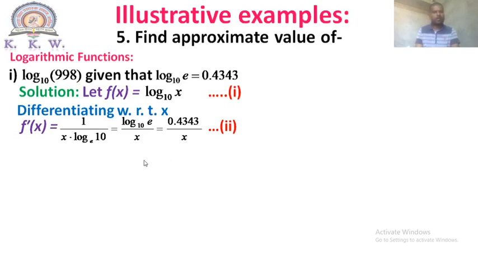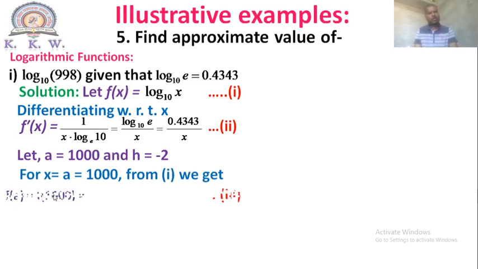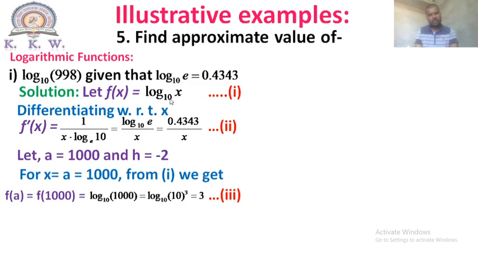Now we are going to find the values of a and h. The value of a is very close to 998. Therefore, a is 1000. h is 998 minus 1000, which is equal to minus 2. Now at x equal to a equal to 1000, f of x and f dash of x become f of a and f dash of a. f of a is equal to f of 1000, which is log of 1000 to the base 10.